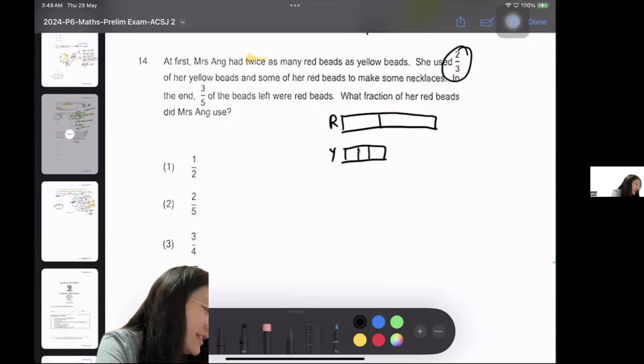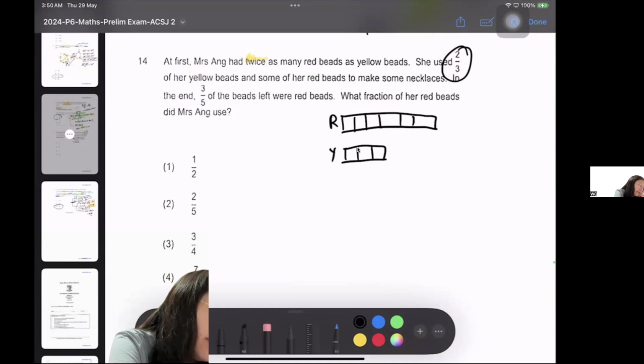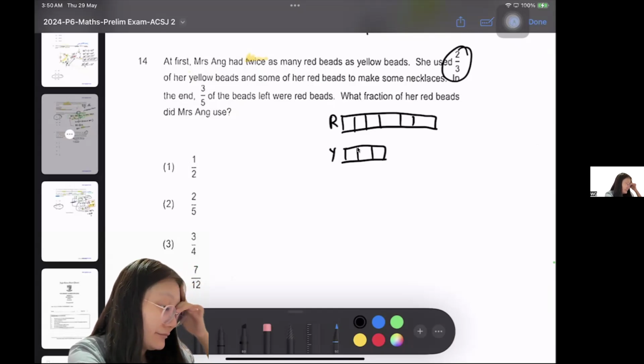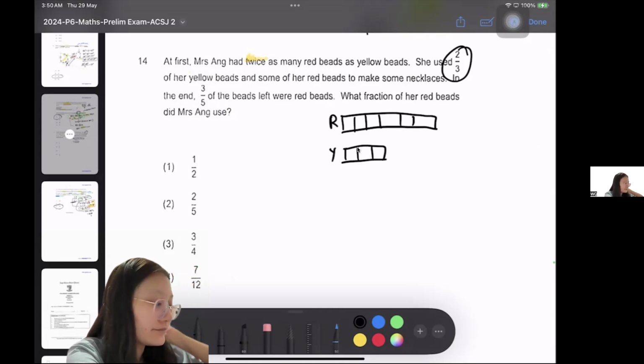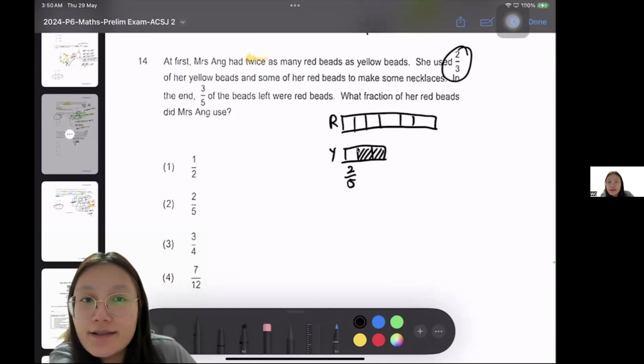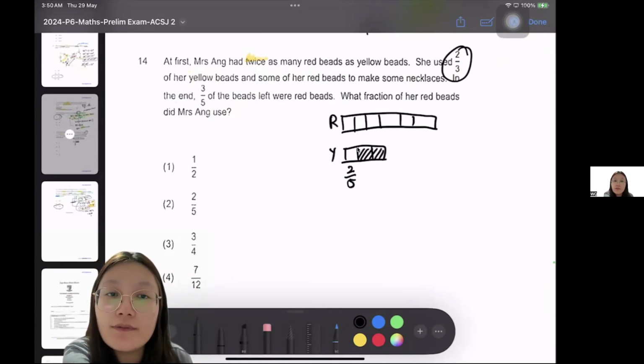Okay, it's a totally different thing. I think I was looking at it wrong. So yes, cut into 2/3. So first you cut everything into 2/3 first, okay? Then in the end, 3/5 of the beads left were red beads. Okay, so this is how much she used. So this is 2/5. Actually, I wrote this correctly. Okay, this is 2/5.